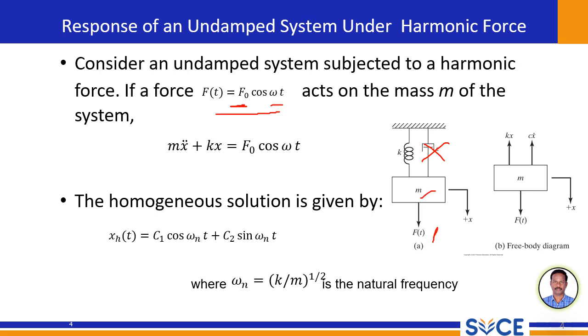The equation of motion for the system is then m x double dot plus k x equal to F0 cos omega t. What is this? This m x double dot represents mass times its acceleration, which is related to the inertia of the system, where kx represents the restoring force from the spring, where k is the stiffness and x is the displacement. And F0 cos omega t is nothing but the external force, that is the harmonic one, which we are applying to the system.